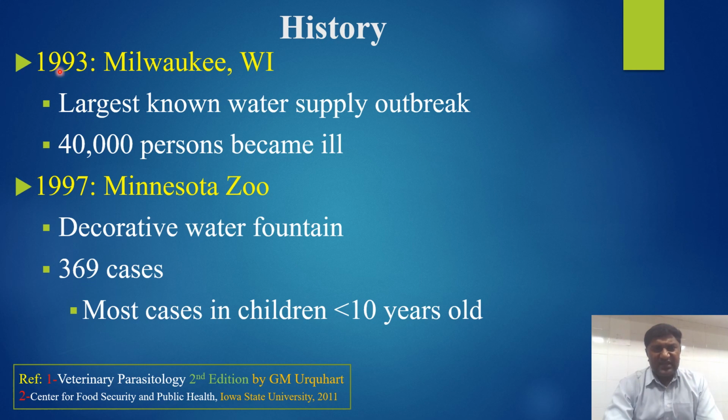In 1993, in Milwaukee, the largest known water supply outbreak occurred, and 40,000 persons became ill. In 1997, the Minnesota Zoo had a decorative water fountain that infected different animals, with 369 cases, most of them in children less than 10 years old.